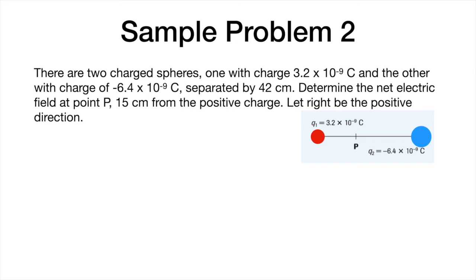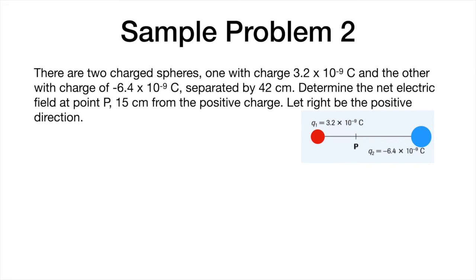If the blue charge weren't there, if the negative charge weren't there at all, then the red charge would tell the positive charge at P, hey, get away from me, right? Because they would both be positively charged, and so there would be a repulsive force. So in that case, P would experience a force to the right.